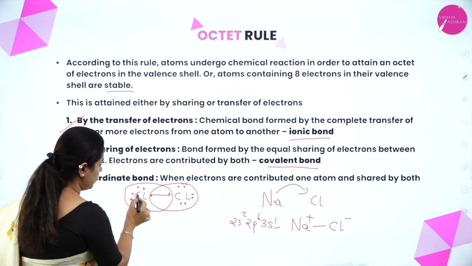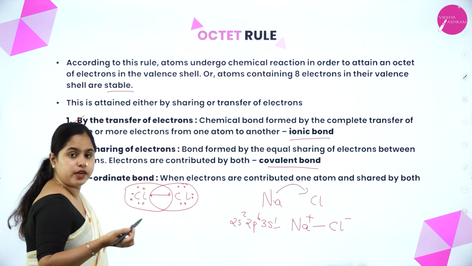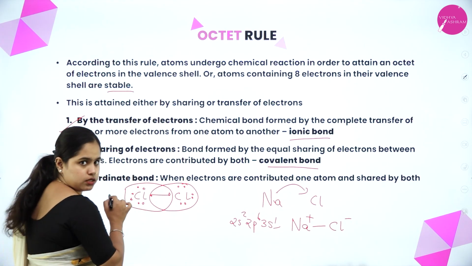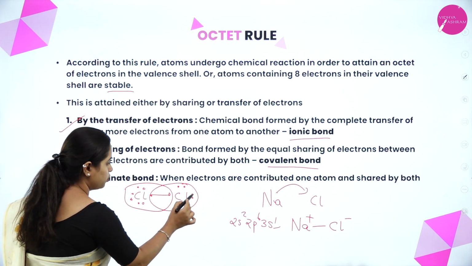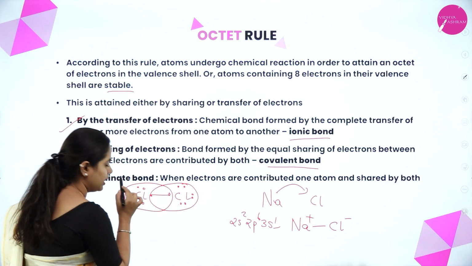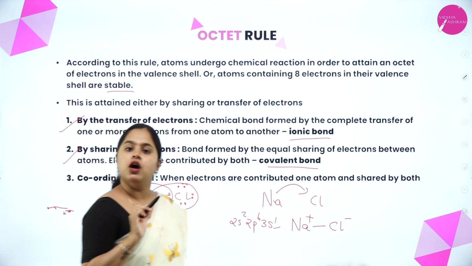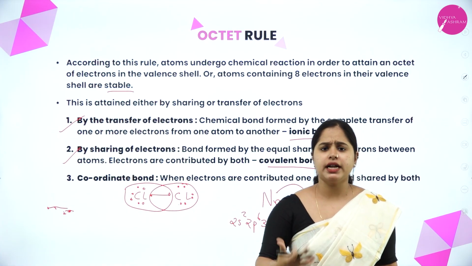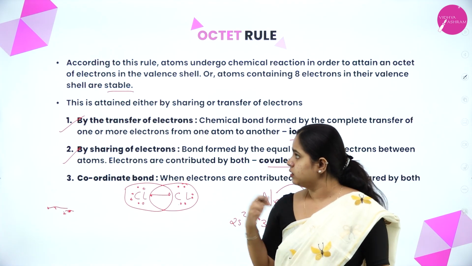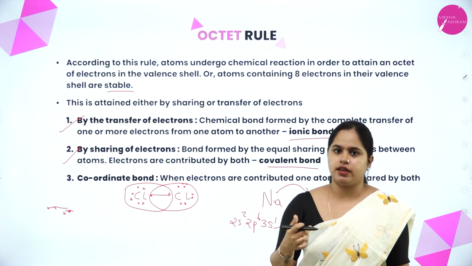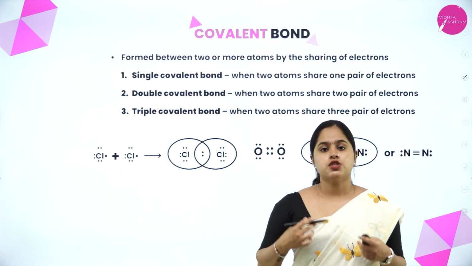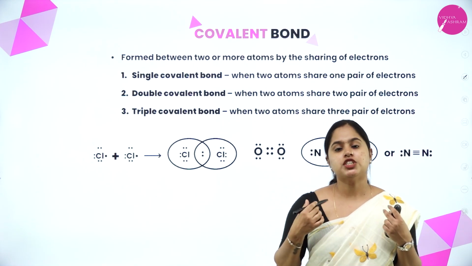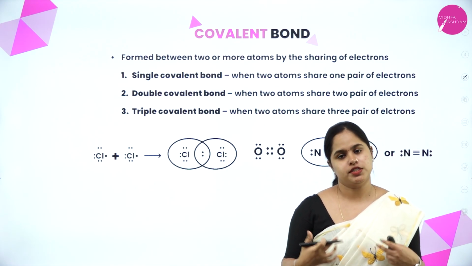As you can see here, this chlorine atom has attained 8: 1, 2, 3, 4, 5, 6, 7 and 8. And this atom also has 1, 2, 3, 4, 5, 6, 7 and 8. So, both of them attained octet. I hope it is clear how atoms attain their octets either by the transfer of electrons or by the sharing of electrons. Now we are moving on to the details of covalent bonds, which are the different types of covalent bonds that can be formed.